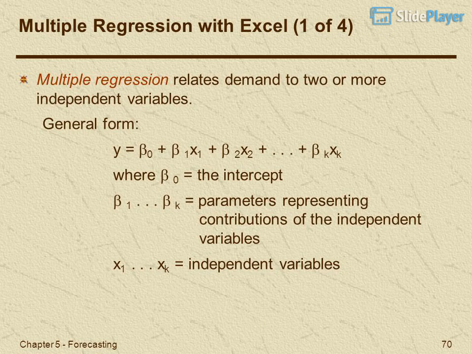Multiple regression with Excel, 1 of 4. Multiple regression relates demand to 2 or more independent variables. General form: Y equals β0 plus β1x1 plus β2x2 plus βkxk, where β0 equals the intercept, β1 through βk equal parameters representing contributions of the independent variables, and x1 through xk equal independent variables.